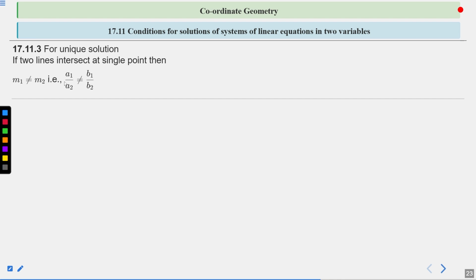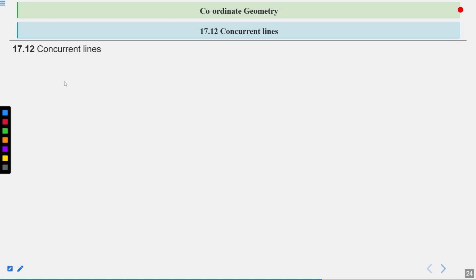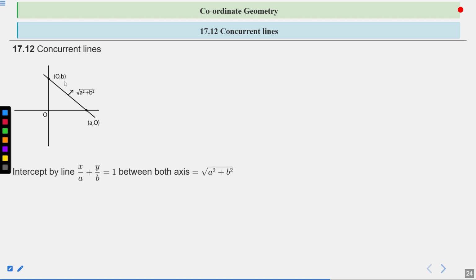Next, for concurrent line. So concurrent line is, we can see the diagram. Intercept by line x upon a plus y upon b equals 1 between both axes, which is equal to under root a square plus b square. Line ax plus by equals 0 always passes through origin.